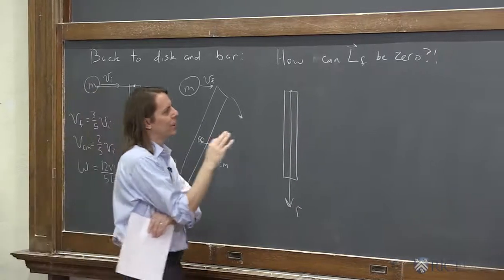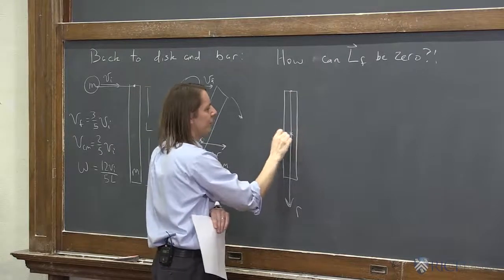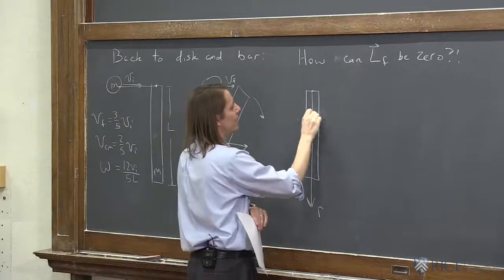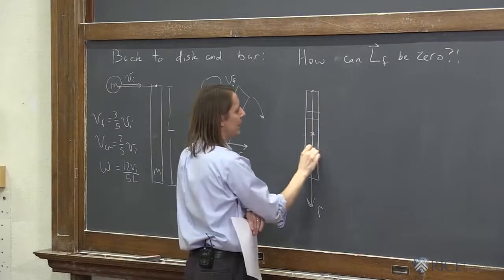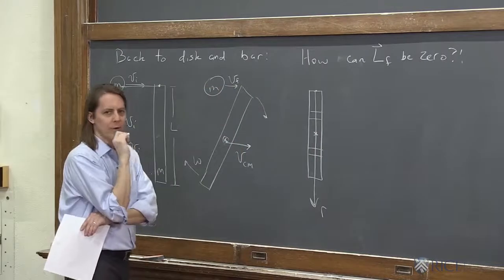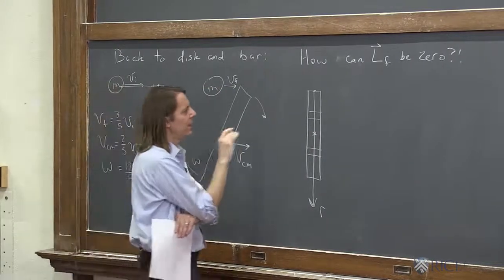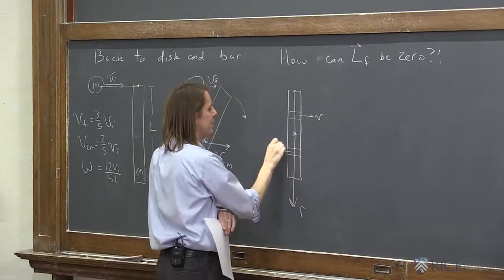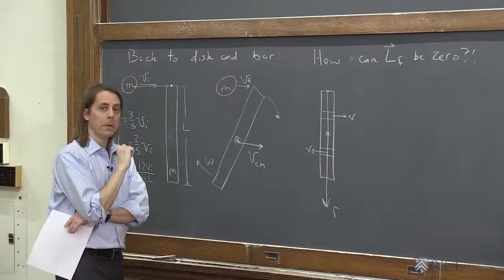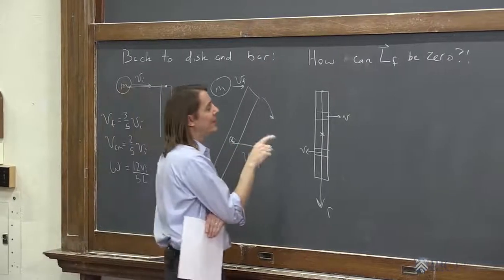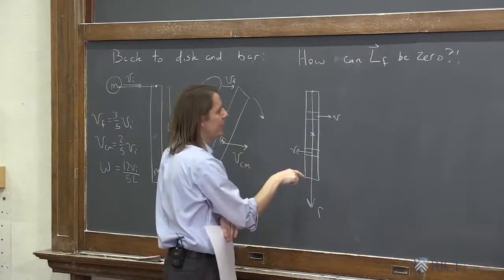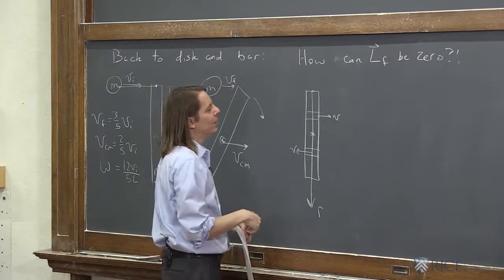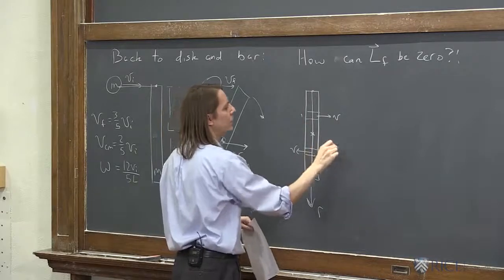So the bar is not rotating around the origin, it's rotating around its center, right? So as it rotates, let's think about maybe a little element here, 1/4 of the way down, another little element here, 3/4 of the way down. And as it rotates, this one has a V this way, and this one has a V that way. So we think about the angular momentum contributions of these two pieces of the bar, symmetric around the origin, we'll call them 1 and 2.